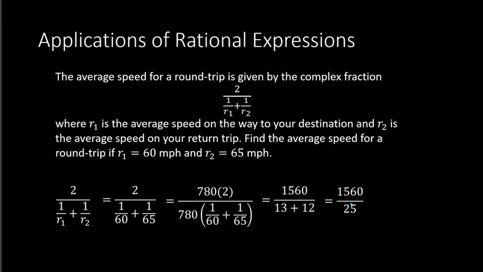And then we can divide, and you can do this by hand to verify or use a calculator. When you divide, you're going to get 62 and 2/5, or 62.4, and the units are miles per hour. So your answer is that the average speed for this round trip would be 62.4 miles per hour.